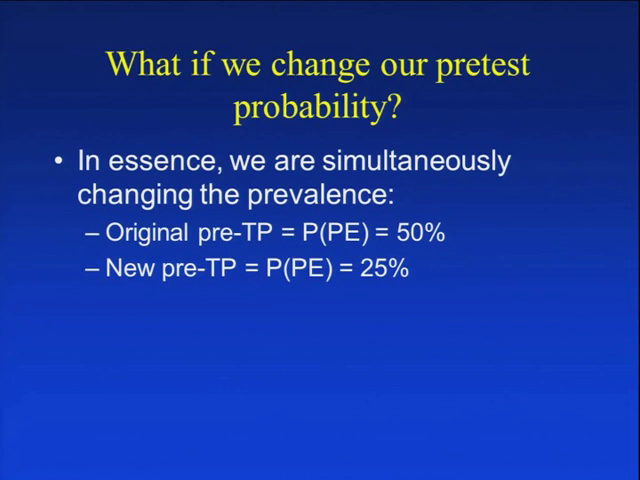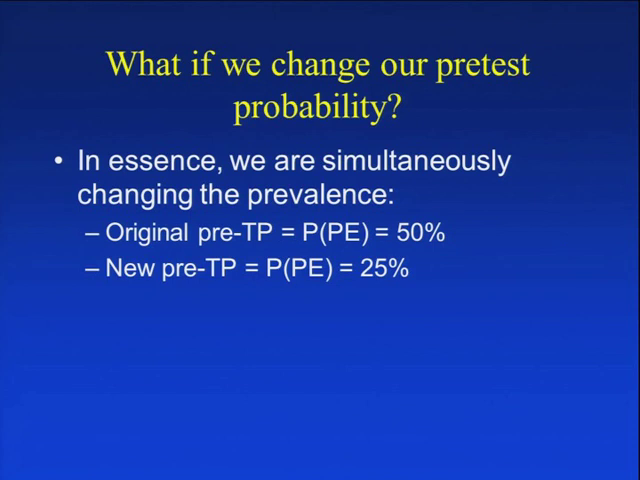However, what if we were to change our pretest probability? Remember, we were talking about what did we do before? Now the question becomes, you have this study that focuses on 50%. What if we had a different pretest probability? How does that change what we do? Well, the answer is that it can absolutely change our numbers.